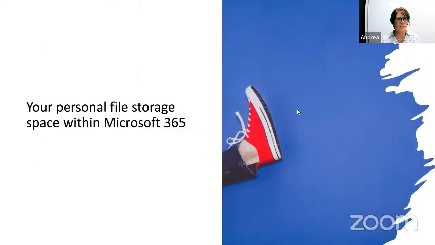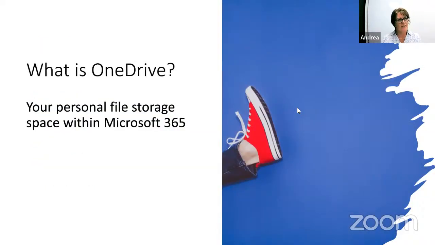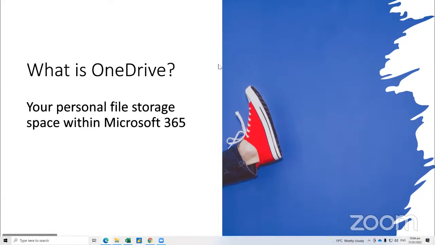Okay, so let's talk first about what's OneDrive. OneDrive is your space. This is your personal space. It's your personal file storage. It's your personal file storage within Microsoft 365 that is yours and yours alone. You can share it if you choose, but you don't have to. You can do whatever you like in there. Nobody can see what's in there.